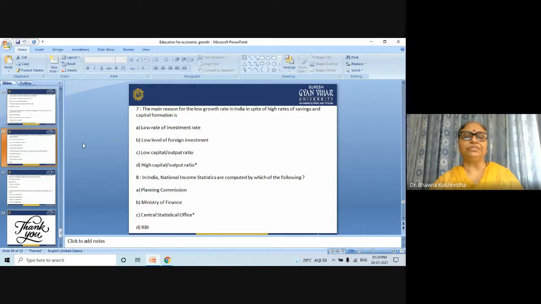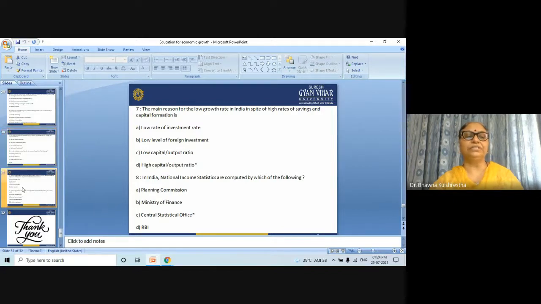And the next question: in India, national income statistics are computed by which of the following? Planning Commission, Ministry of Finance, Central Statistical Officer, or RBI. The answer to this question is Central Statistical Officer.